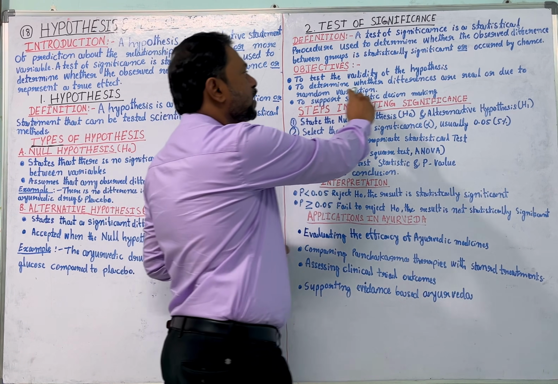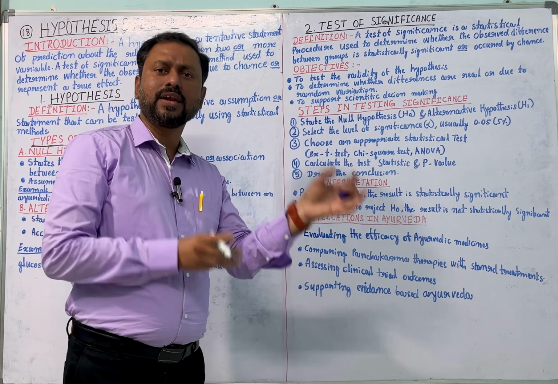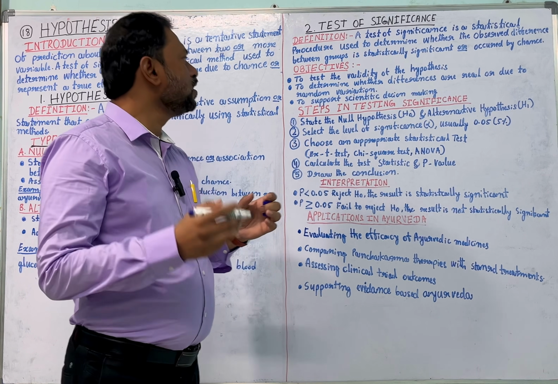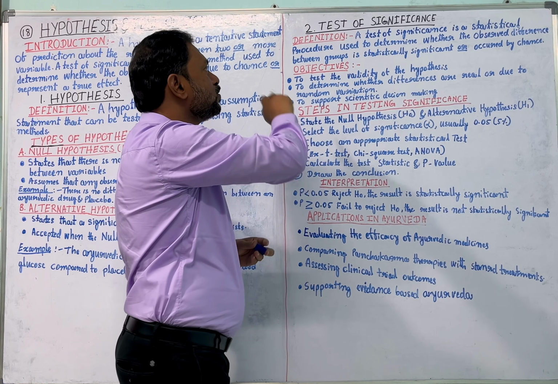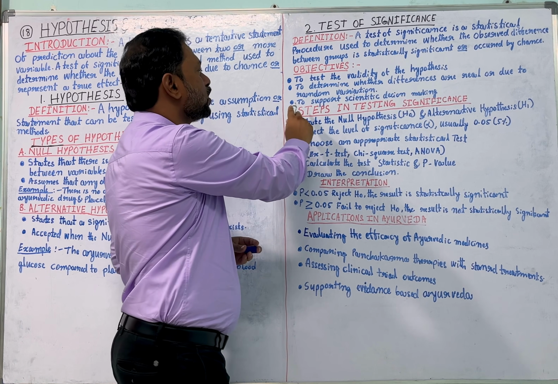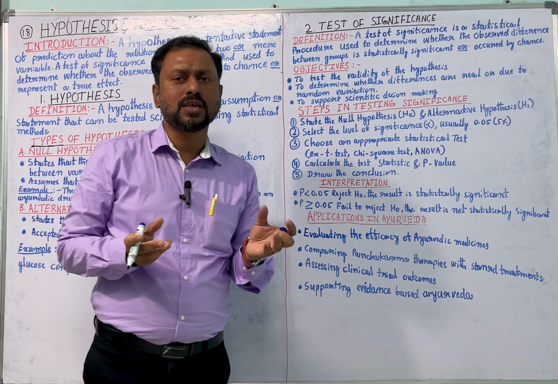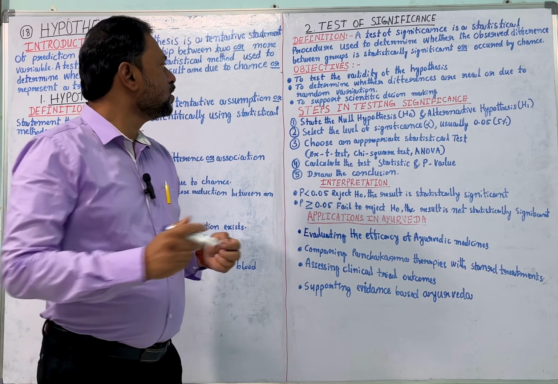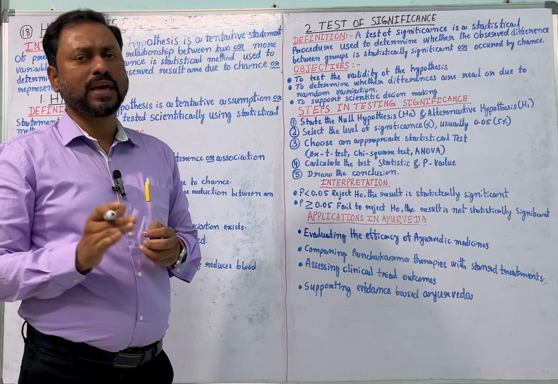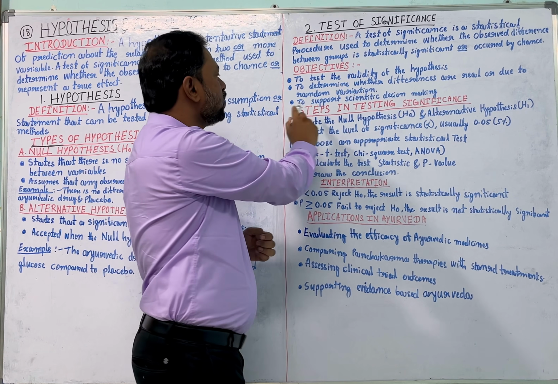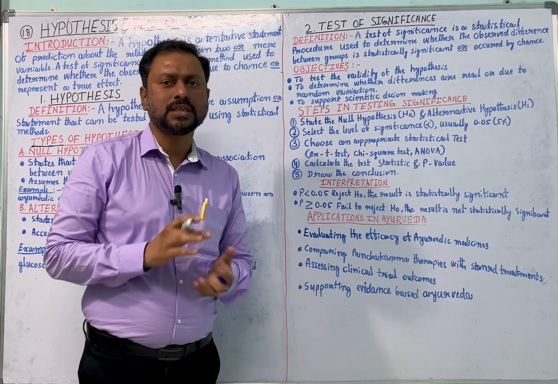The next one is to determine whether differences are real or due to random variation. We observe, using statistical significance, whether the result is due to the effect of the drug or came by random variation. This is the second objective. The next one is to support scientific decision making. Why are we doing research? To make scientific decisions, to support with scientific evidence whether our drug is effective. Statistical significance is used to support scientific decision making. This is about the objectives of the test of significance.